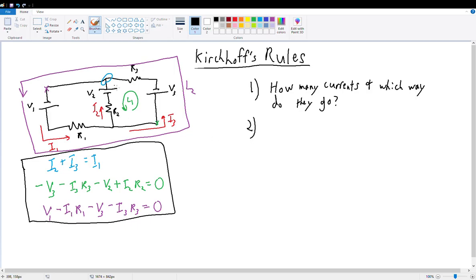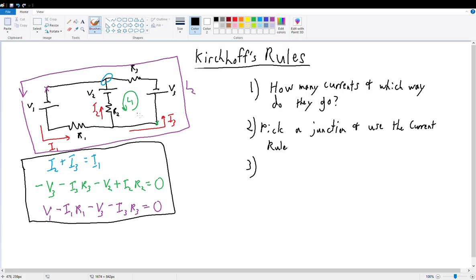Step 2, pick a junction and use the current rule so that you can write down an equation. That gives us our first equation, Kirchhoff's current rule. That comes from picking a junction. So that's step 2. Get the easiest equation you can.